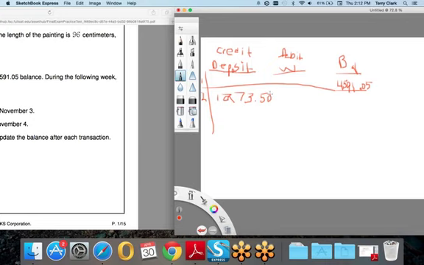So we'll take the 4,591.05, and then we're going to add the 1273.50 to it. That's going to give us a new balance of 5,864.55.